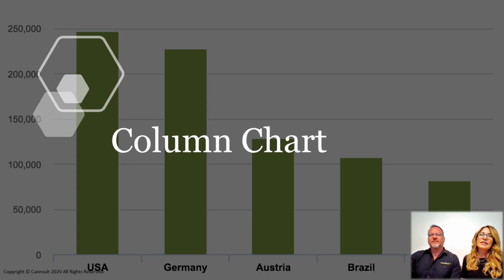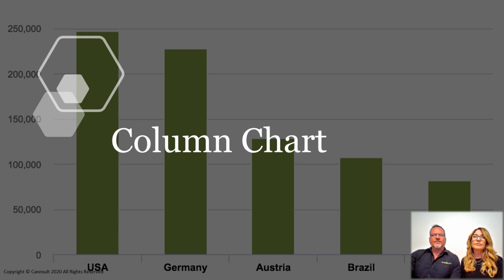Column charts display data using rectangular bars where the length of the bar is proportional to the data value. This chart is used to compare the values of two or more categories to determine whether the numbers are alike or not, to determine whether there's a difference between groups.